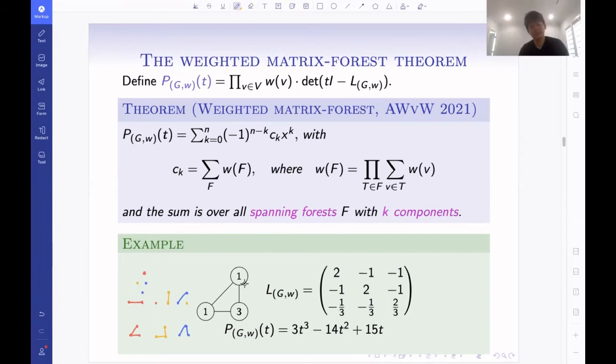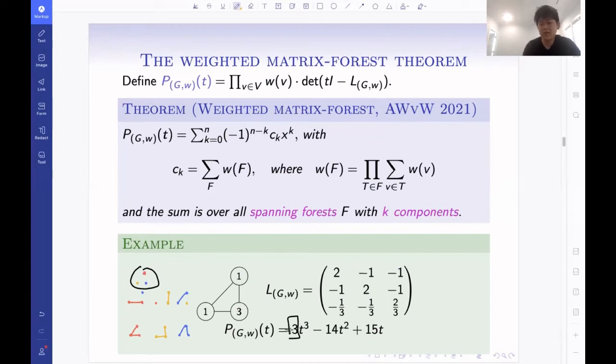So let me give you an example. We take this triangle graph with this vertex weight 3, 1, and 1 here. You notice I took the combinatorial Laplacian and I just divided the third row by 3. So I get this matrix here, take its characteristic polynomial, and it's going to be this divided by 3, multiplied back by the product of vertex weights. So this is my P_G^W. Okay, and if you look at the spanning forest with 3 components, well, there's just one. It looks like this. And you look at the product of the vertex weights, that's going to be 1 times 1 times 3. That gives me my 3 here.